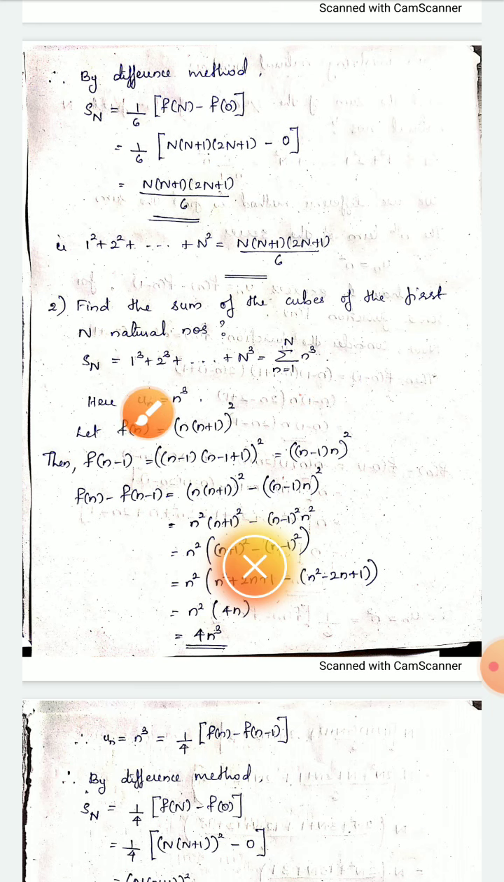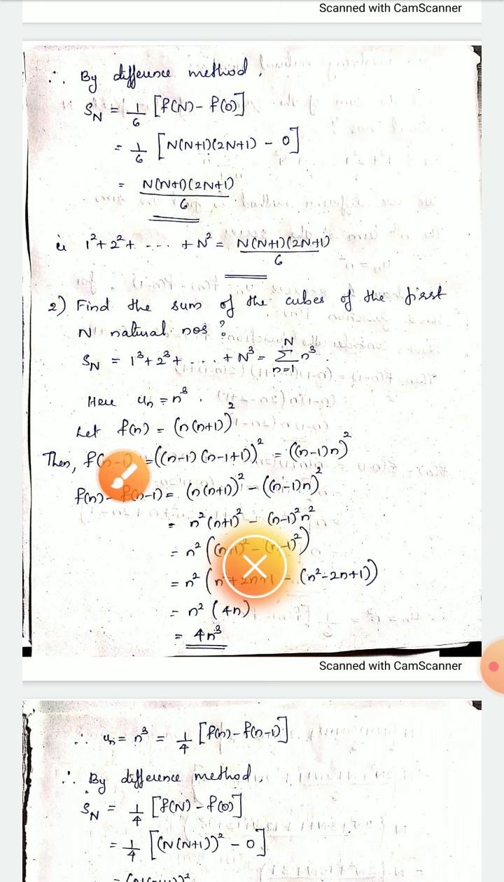Here the nth term un is n cube. Here also you have to remember this f of n. You have to study this question. If you are asked to find the sum of the cubes of first n natural numbers, you should take f of n as n into (n plus 1) the whole square. You have to remember this.